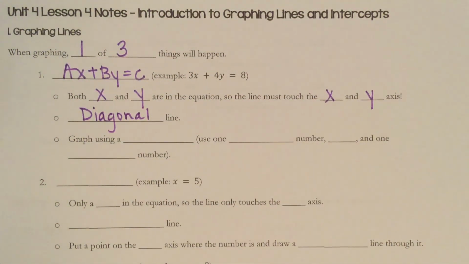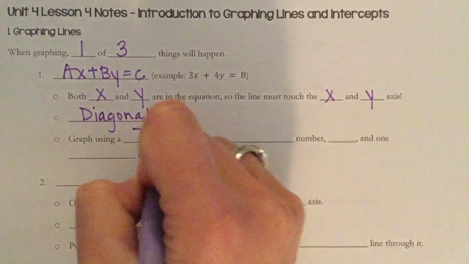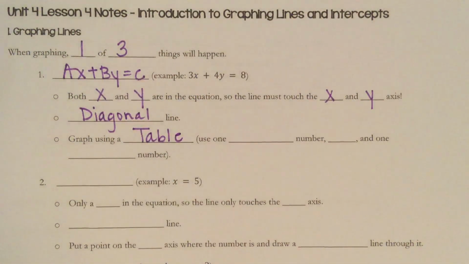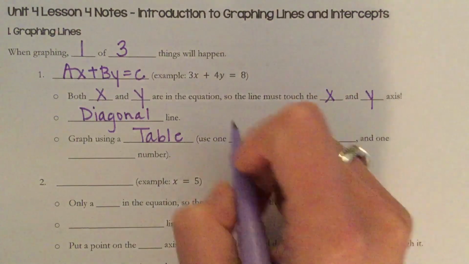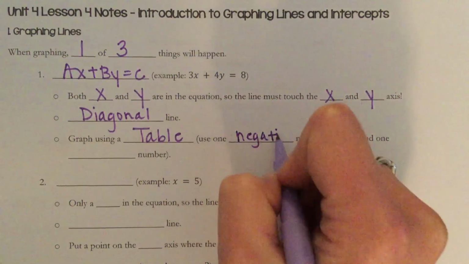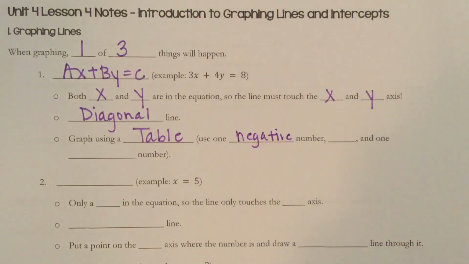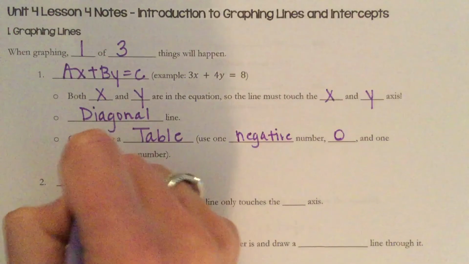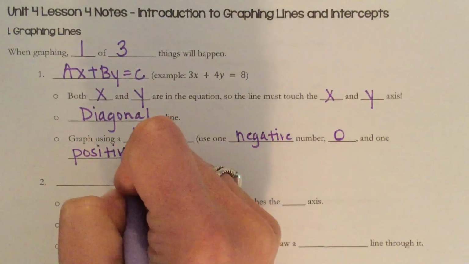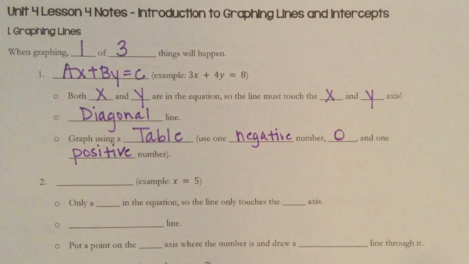We are going to, for now, graph a diagonal line using a table of values. You are going to pick x values, substitute them in, and find their corresponding y values. I am going to ask that when you graph, for now, your table includes one negative number, your table includes 0, and your table includes one positive number. Let's go ahead and look at an example.